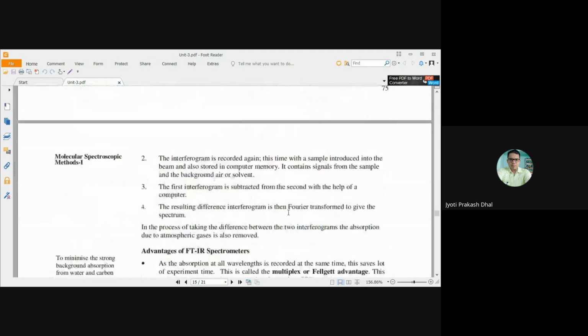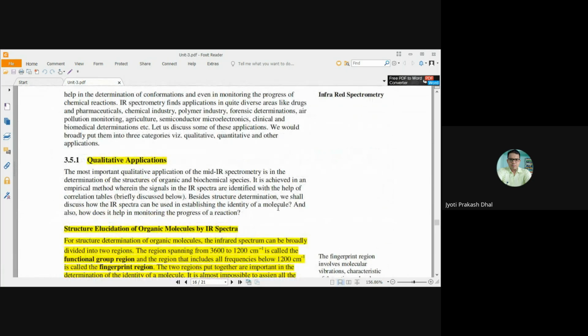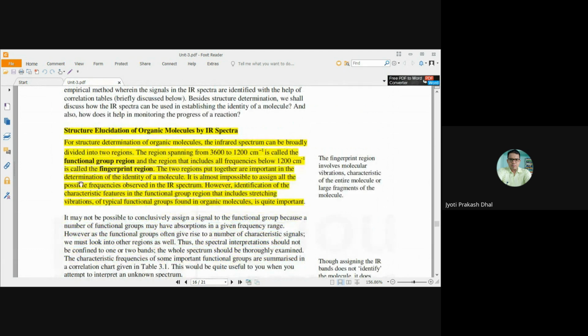Now coming to application of infrared spectrometer. So it has two different applications. First one is qualitative application. So in the qualitative application, it is important for the elucidation of structure of organic molecules, and for elucidation of structure of organic molecules, there are two different types of scanning range.